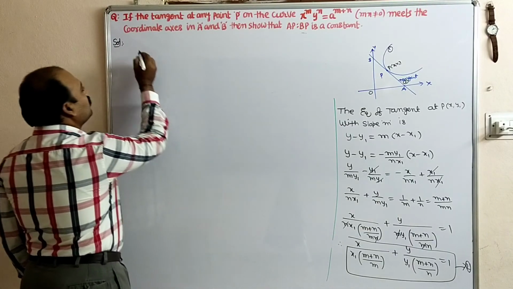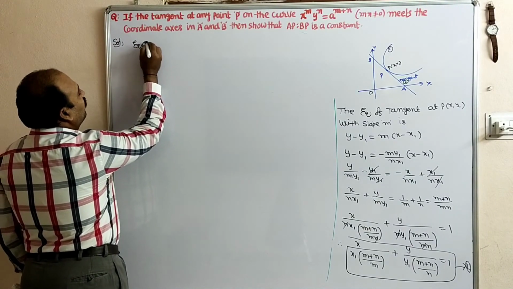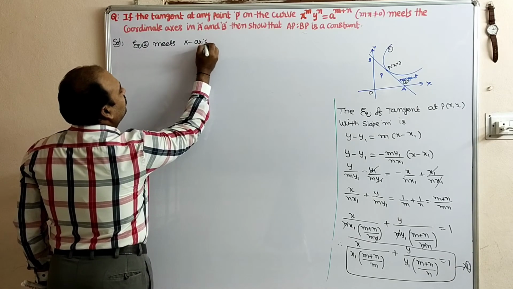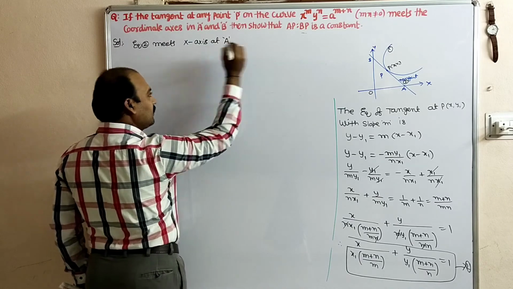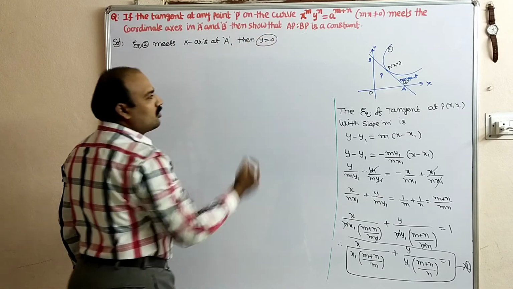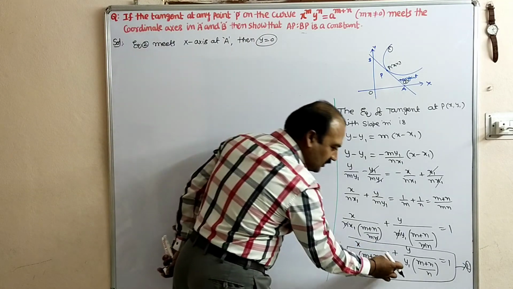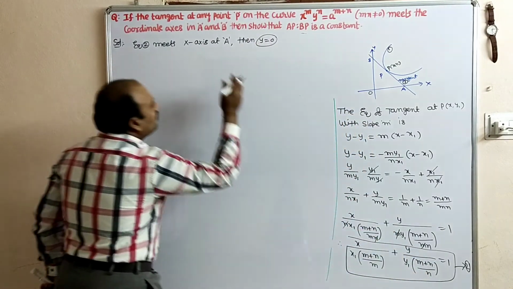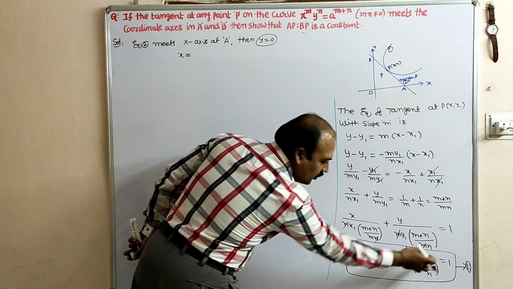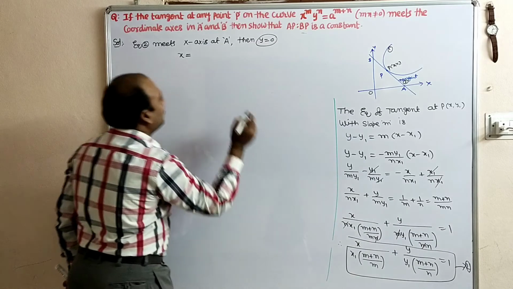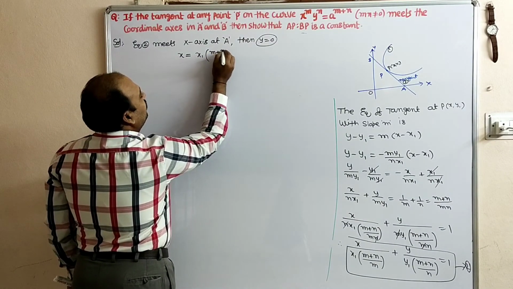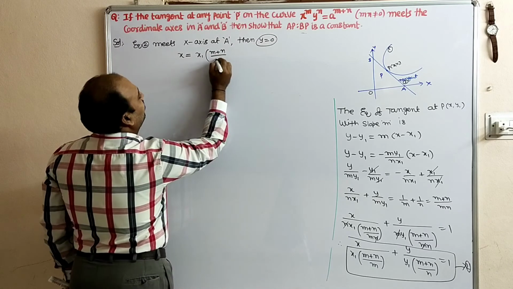So equation 2 meets the x-axis at A. Then y is equal to 0. On the x-axis, the y coordinate is 0. So y is equal to 0, substitute in this. This value goes to be 0. Therefore, x by this value equal to 1 will come. Cross multiply: x is equal to x1 into (m plus n) divided by m.